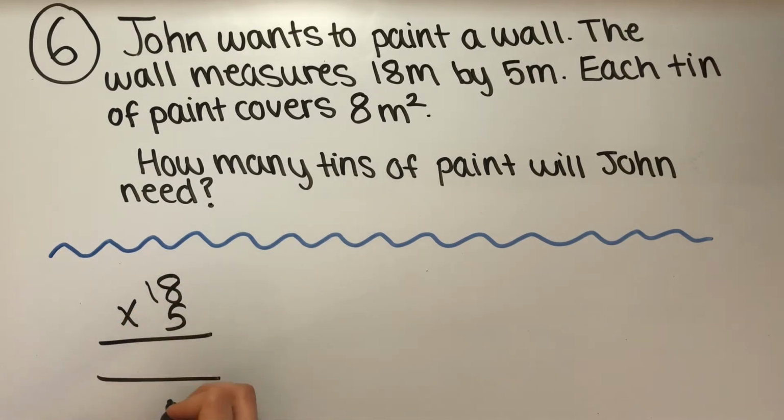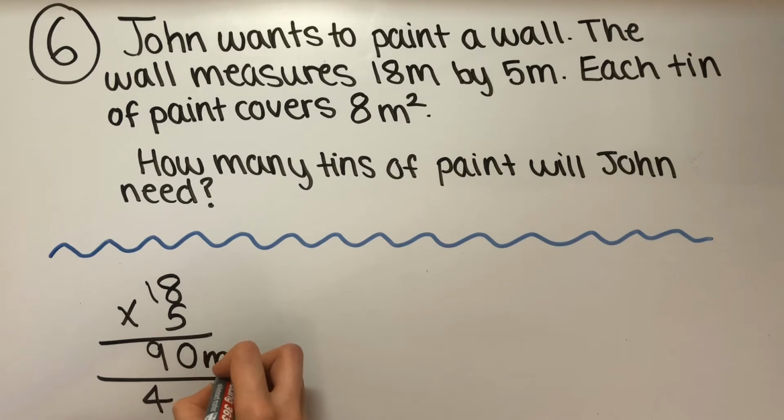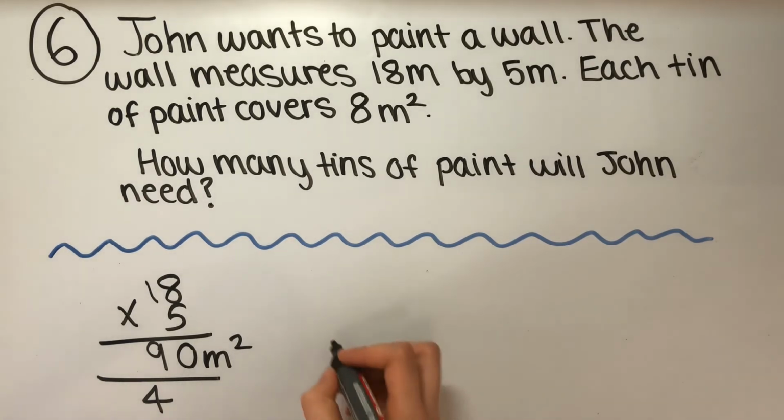5 times by 8 is 40. 5 times by 1 is 5, plus 4 is 9, so 90. 90 metres squared is the area of the wall. Now we need to divide this by 8 to find out how many tins of paint we will need.